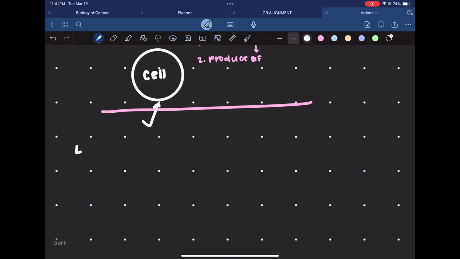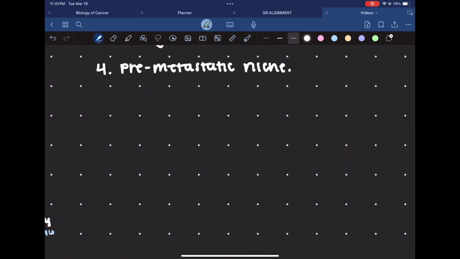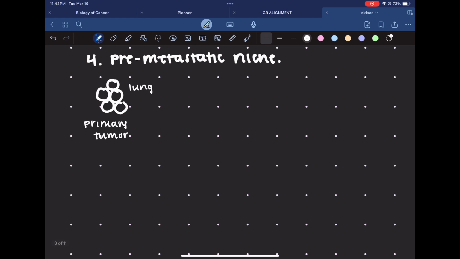Now, the most complicated and interesting situation is when cancer creates a pre-metastatic niche. Okay, so in this case, let me draw out a diagram of what this might look like. So this is the primary tumor. Maybe it's located in the lungs. And then we have our secondary niche, maybe in the breast tissue. But we haven't actually sent any cells here yet. This is just a niche that's going to be a secondary site for us.